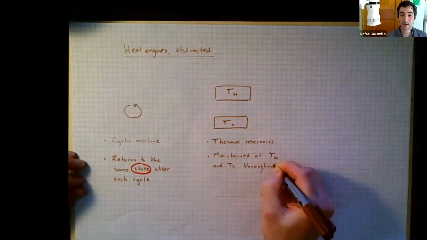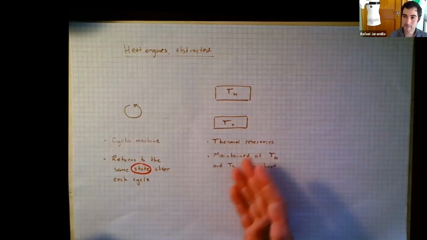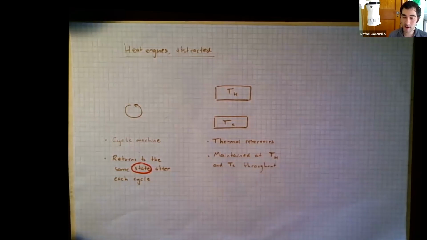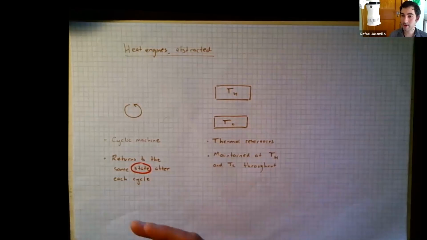So this is an abstraction. In reality, nothing is maintained the same to arbitrary precision for all time, but you can achieve this through engineering. So for instance, you could have a boiling pot of water. That's a thermal reservoir. You know what temperature it is. It's at 100 C because it's boiling. And as long as you keep enough water in it and keep the heat there, you know it's going to be a regulated temperature.